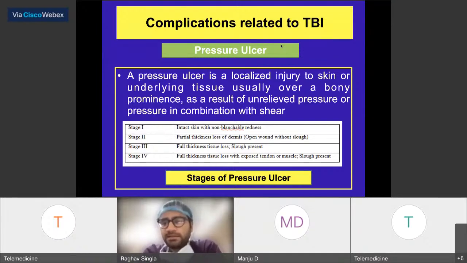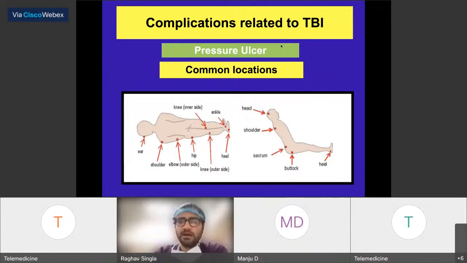There are various stages, which can start just from edema of the skin and a non-blanchable redness, going right up to the bone and making big wounds. So these are the common locations that we see them, depending on the patient's nursing position. They may be seen in the occiput, the acromion process, shoulder, the sacrum, the buttocks, the heels, and also on the inner side of the knees when they exert pressure against each other. So these are the common locations that we must check for pressure sores.